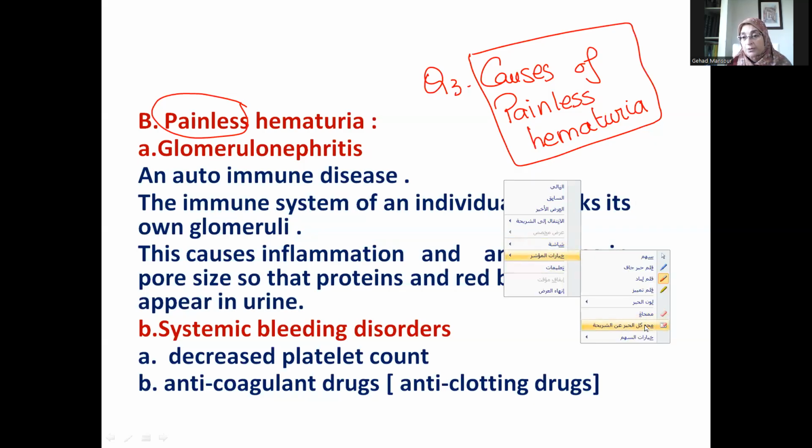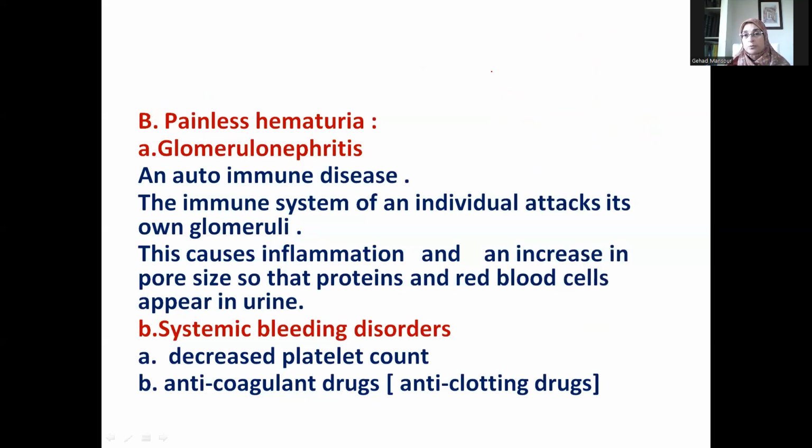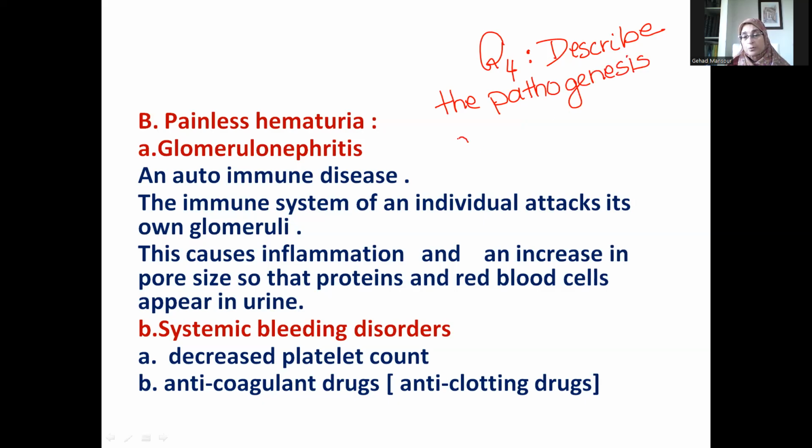I might ask you about glomerulonephritis, and this would be question number 4. I might ask you to describe the pathogenesis of glomerulonephritis. And as we have said before, pathogenesis means how the disease develops.